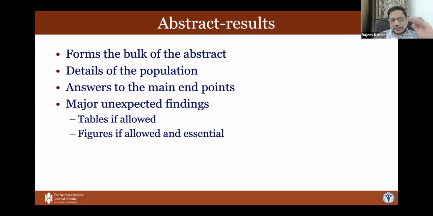In a full paper, the discussion forms the biggest segment. In an abstract, the results form the biggest section. So therefore, here you need to give more details about what you found, because this is what decides whether your abstract is going to get accepted for publication or not.